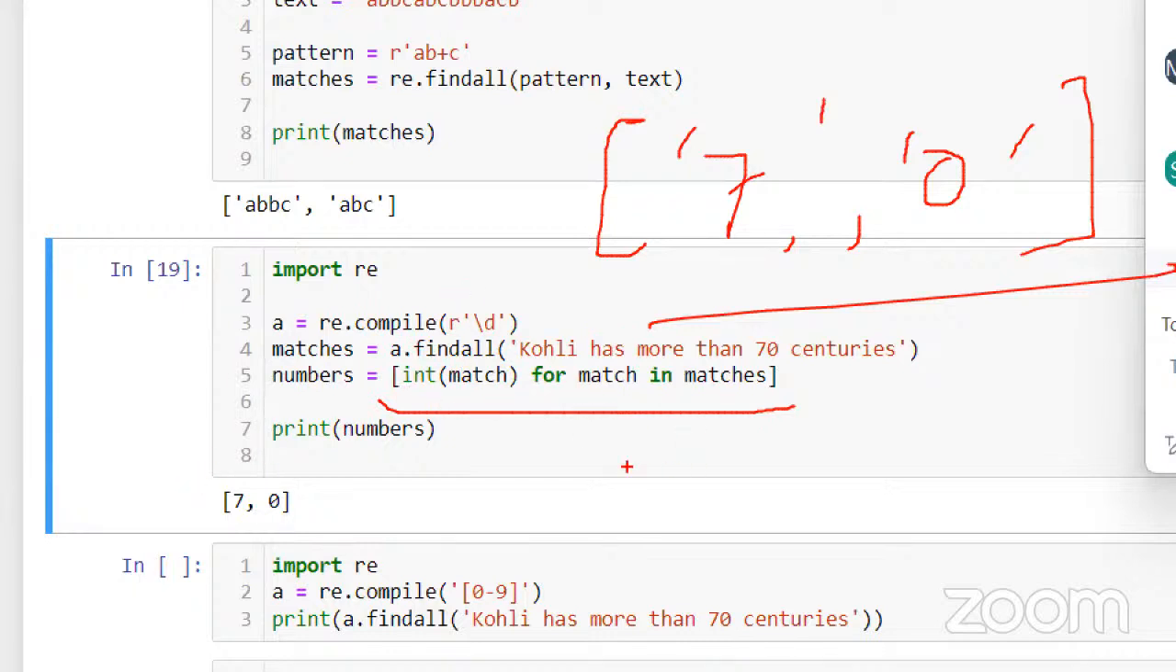And what does the backslash d indicate? Backslash d indicates anything which is an integer, correct? So any character that is an integer, it will match with that. So we are finding all such occurrences in the given string, and it creates a separate list out of it.